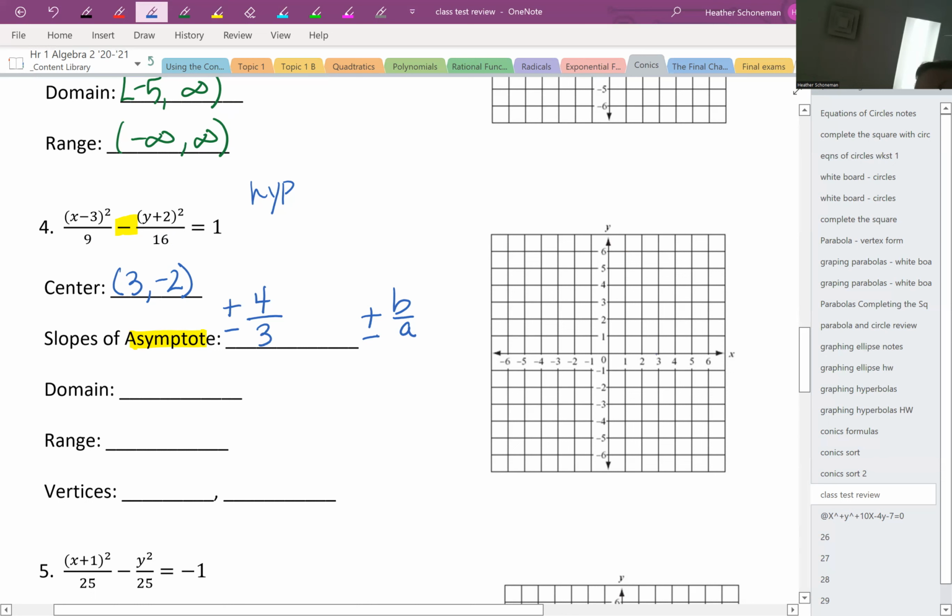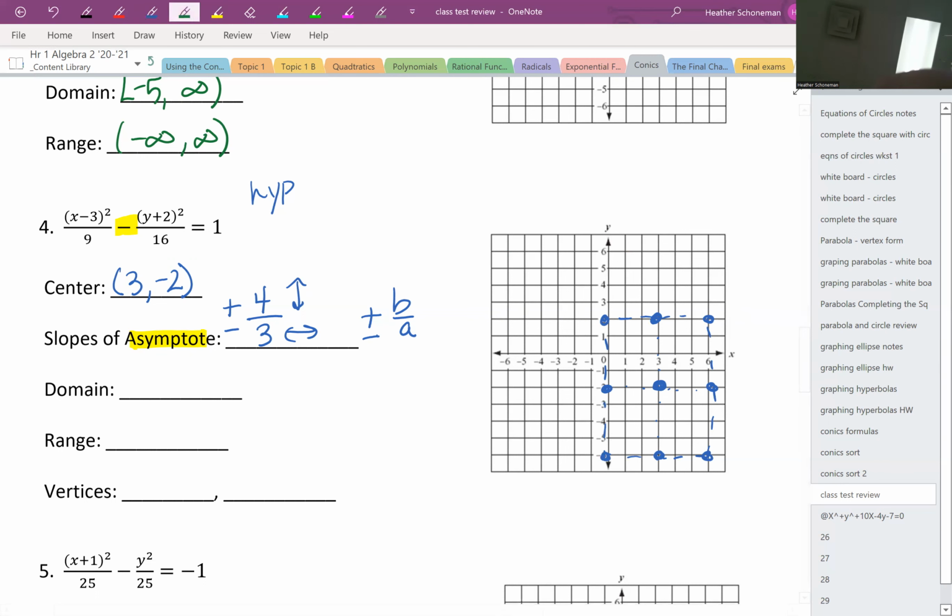So I'm going to start at the center, 3, negative 2. And then my rise is 4. So I'm going to go up and down 4. 1, 2, 3, 4. 1, 2, 3, 4. My run is 3. So I'm going to go right and left 3. And then create the box. Okay. Now I can connect the corners and draw in the asymptotes right there.